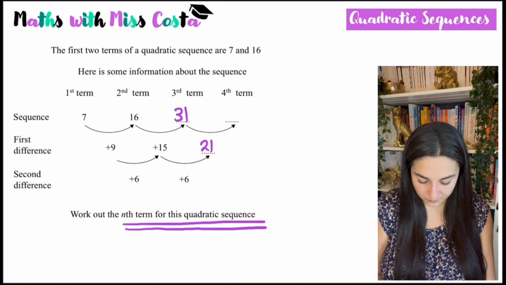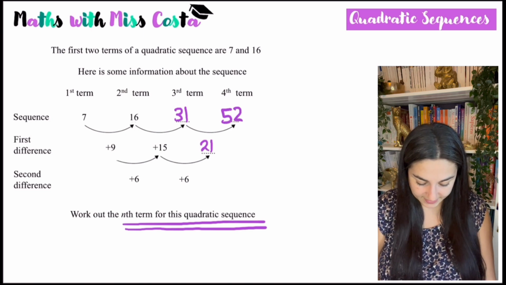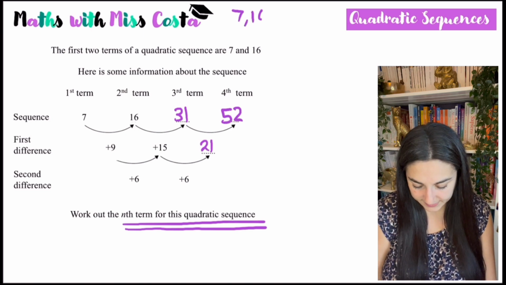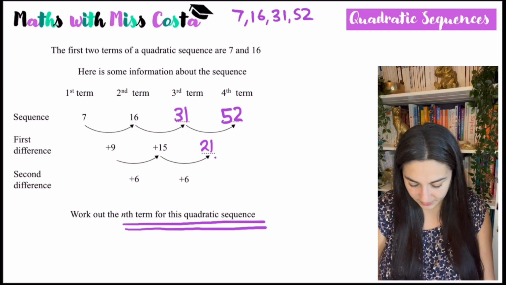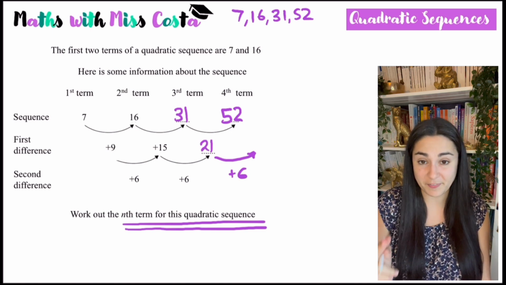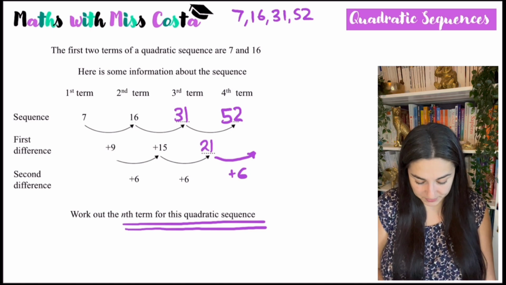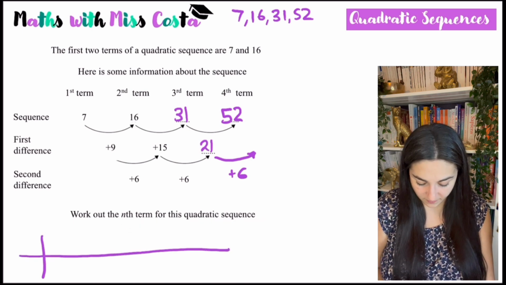31. And then what's 31 plus 21? That would be 52. Okay, so the sequence is 7, 16, 31, 52. And I know that the second term difference is 6. So for any quadratic, what I do is I work out the second term difference and then I halve that.